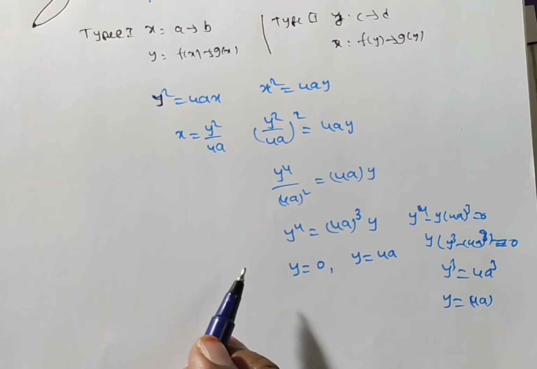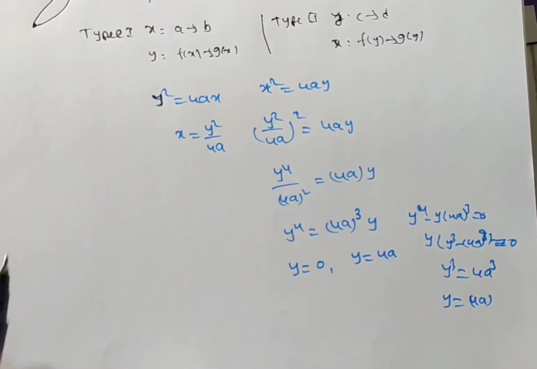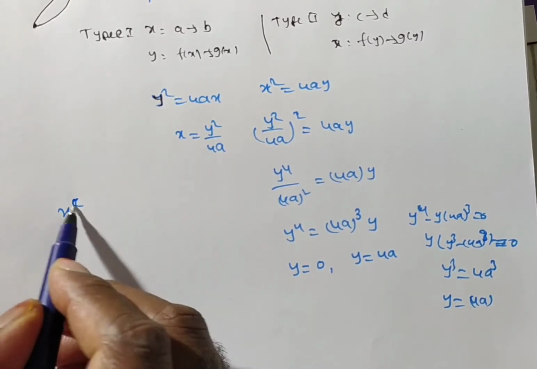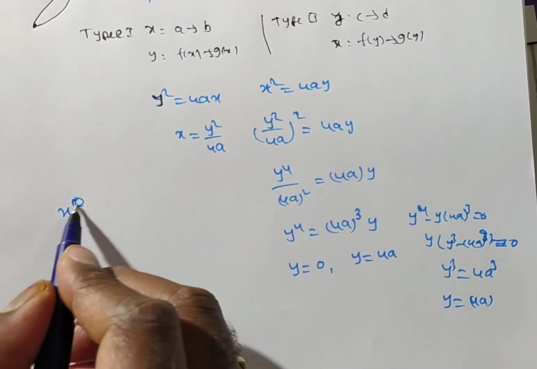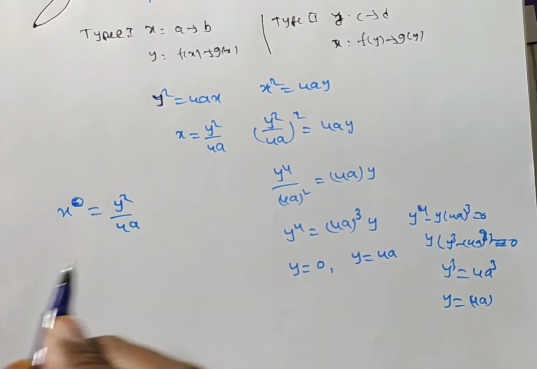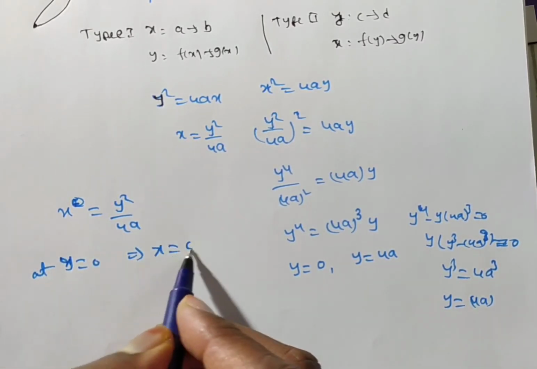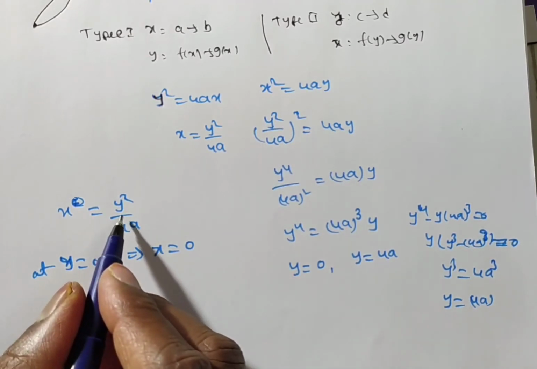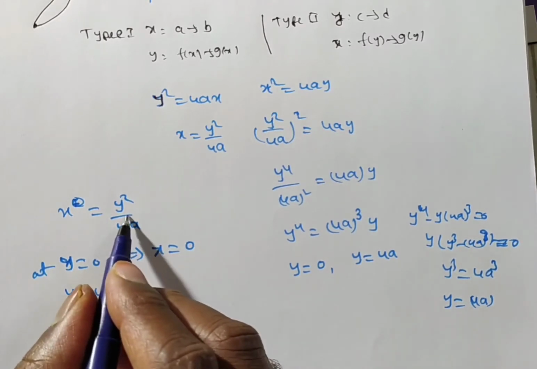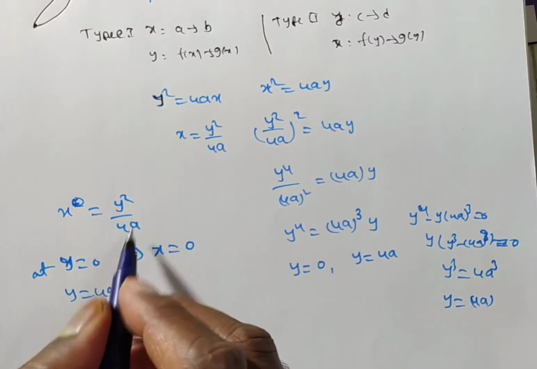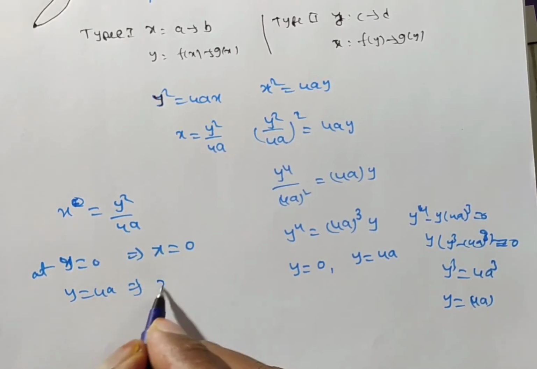Next, we need to find the x limits. How can you find the x limits? You substitute y is equal to 0 in this equation, then you will get the x value. Here you can substitute, or here also you can substitute, because these are intersecting points. You have x is equal to y square by 4a. So if you put y is equal to 0, at y is equal to 0 we have x is equal to 0, since 0 by 4a is 0. Next, y is equal to 4a. If you substitute 4a, then 4a whole square by 4a gives 4a, the numerator and denominator getting cancelled. So x is equal to 4a.